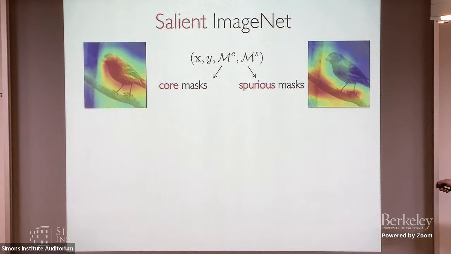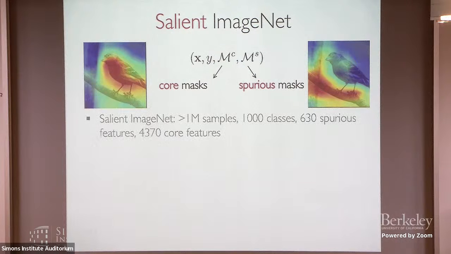One is the core mask, highlighting core parts of the image. And the other one is the spurious mask, highlighting spurious features in the image. And we provide this for almost the entire ImageNet dataset because of this scalable method that we have. More than 1 million samples, all classes.